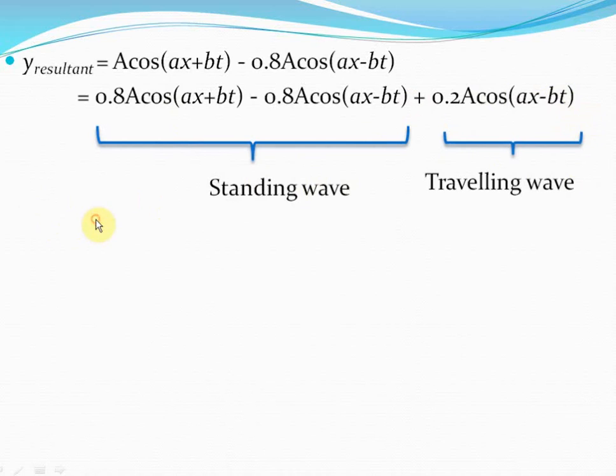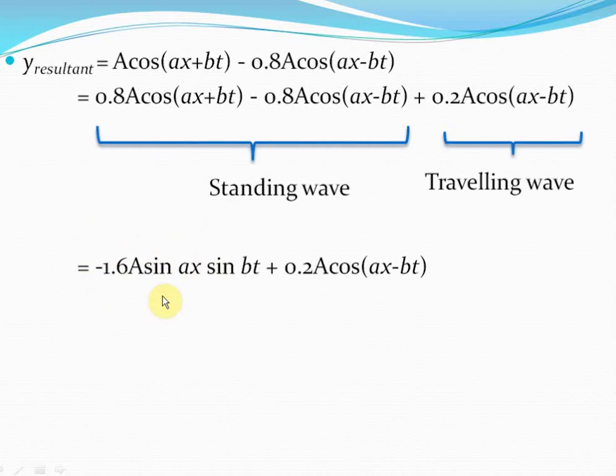On further simplification, we get the equation of the standing wave to be minus 1.6a sin ax sin bt, and the equation of the travelling wave becomes 0.2a cos(ax minus bt). Now, how will we calculate the antinodes of this standing wave? We know that this standing wave has the amplitude minus 1.6a sin ax.